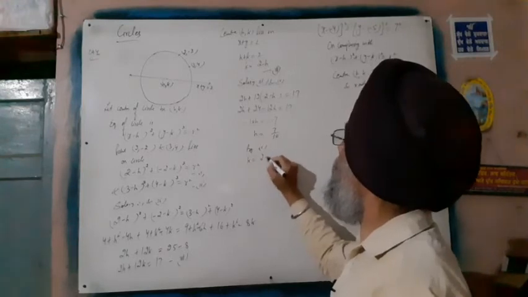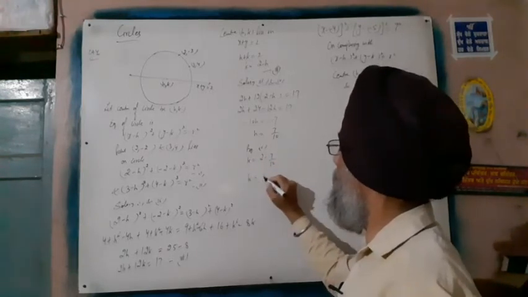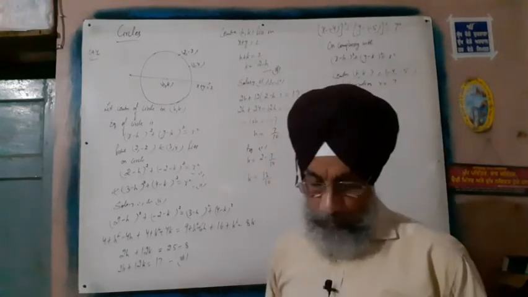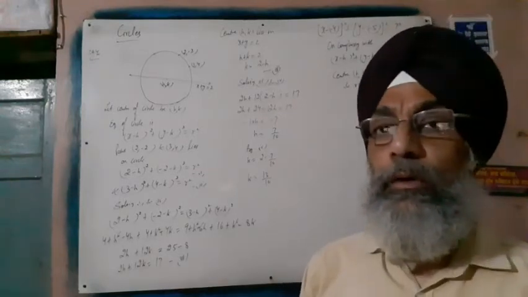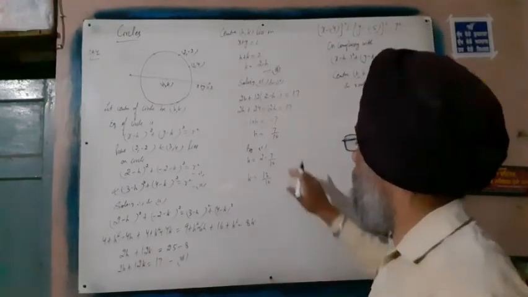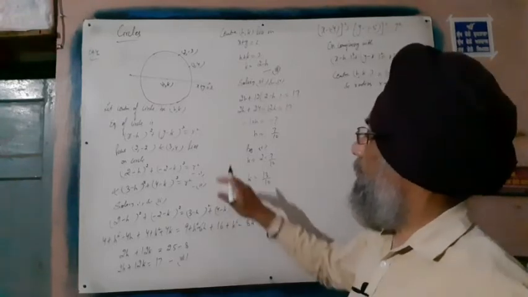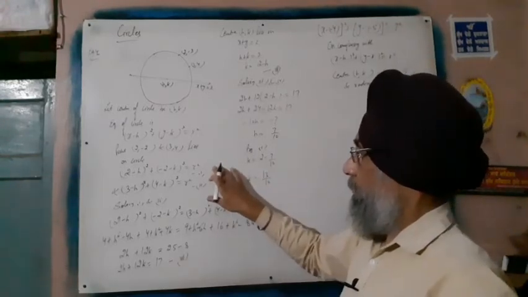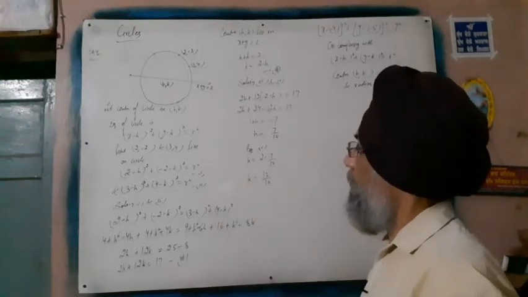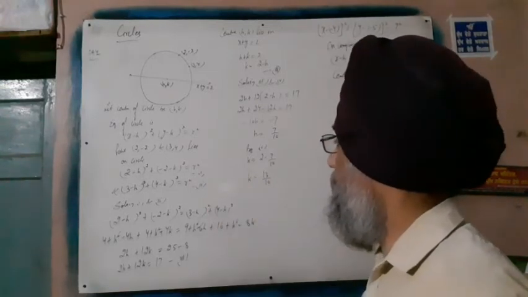K is equal to 2 minus 7 upon 10. K is 13 upon 10. Now we have to find the value of r here. So placing the value of h and k in one of the equations to find the value of r, either in this equation or in this equation, किसी में भी रख के चलते हैं. हमारे पास वैल्यू थी ना.